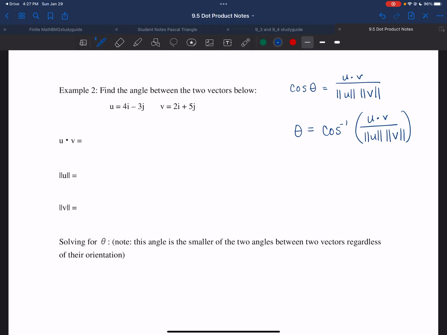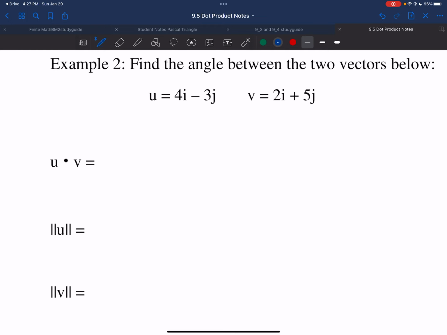So u dot v, just like we did before, that would be 4 and 2 times 2, plus negative 3 and 5. So that's going to be 8 plus a negative 15. So that will give us a value of negative 7. Okay, negative 7 is what we get.